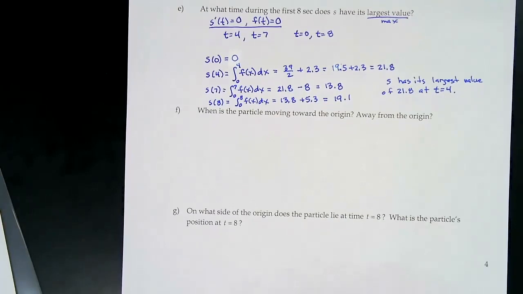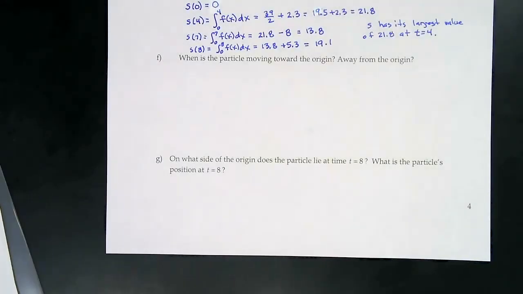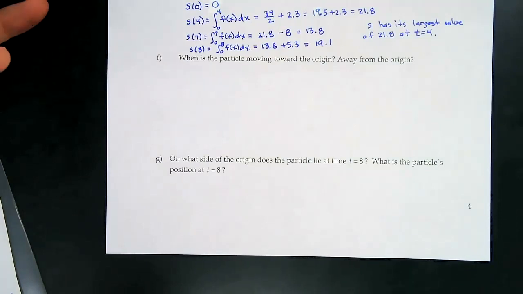So the next question is, when is the particle moving towards the origin, away from the origin? This is some review of some stuff that we've covered. So how do you know if you're moving towards the origin? It all has to do with the sign of your velocity, and also your position. So the next question is, when is the particle moving towards the origin and away from the origin?